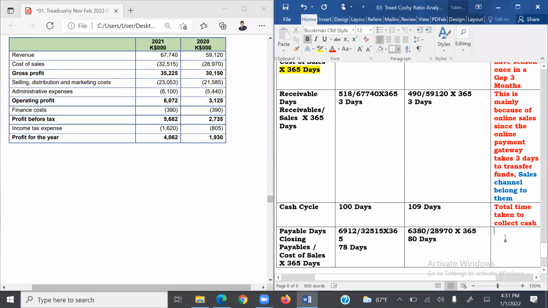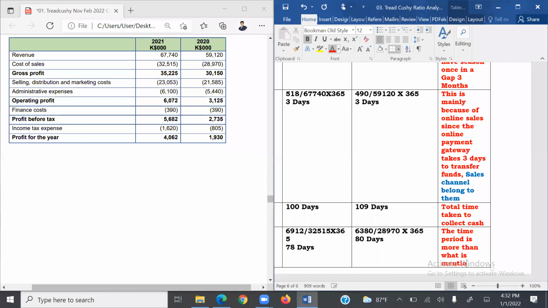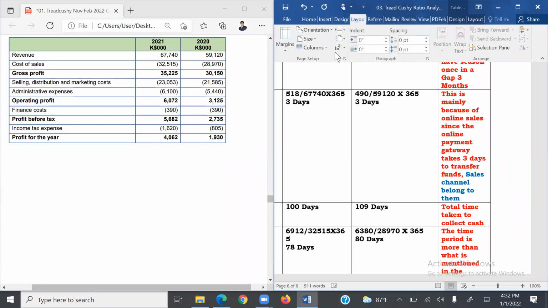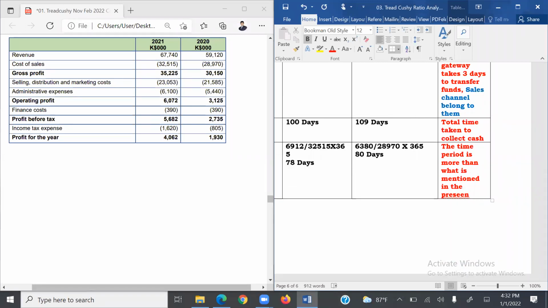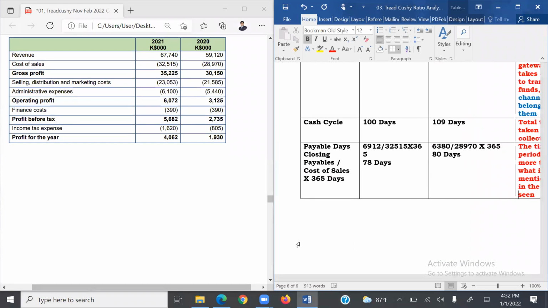Yeah. So I will write down here, students, the time period is more than what is mentioned in the pre-seen. Get that application very carefully, students. So I believe that is clear for you all.